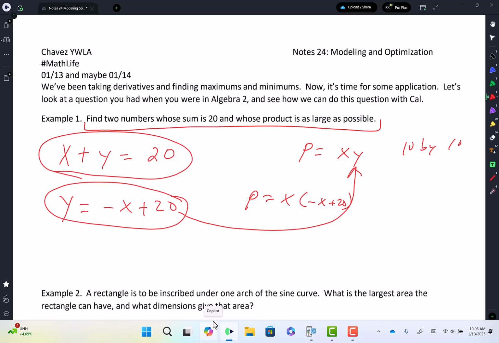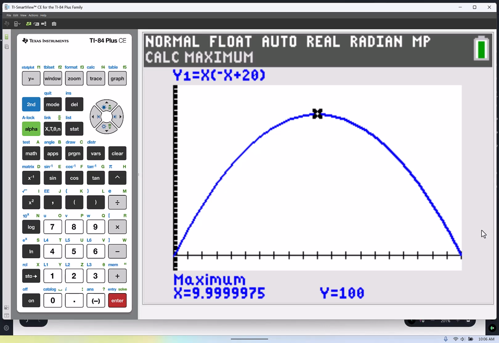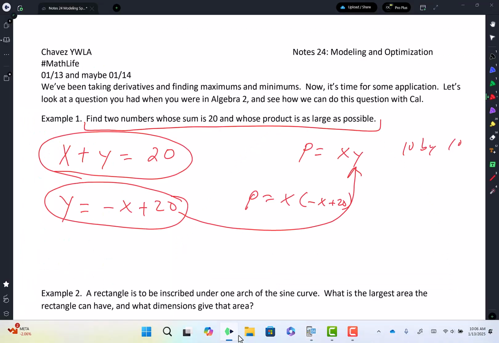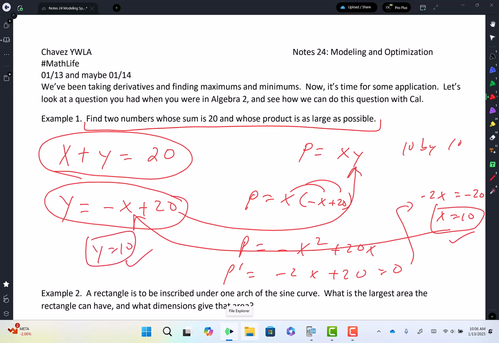How will we do this with calculus? Well, you already see it. I hope you see it. Look, that's a max. So find the derivative, and then where your derivative is 0, that's where you have your max. So check it out. If I were to distribute this, P equals negative x squared plus 20x. Take a derivative, P prime equals negative 2x plus 20, equal it to 0. So if I were to go negative 2x equals negative 20, x equals 10. And there it is. If x is 10, plug it in here, and then y is 10. And check mark, because I'm only looking between 0 and 20.